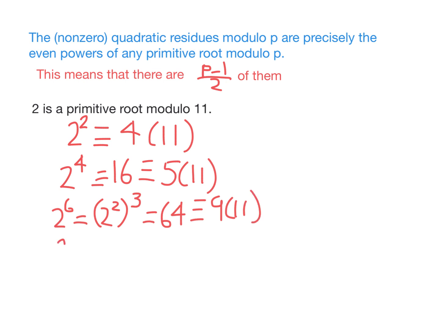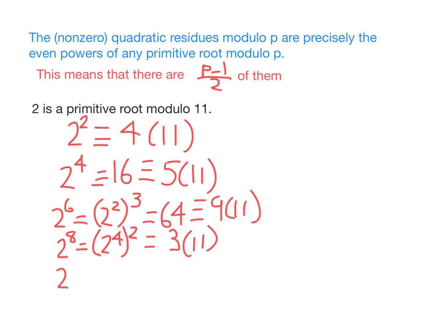So how would you get 2 to the power of 8? Well, you can just take 2 to the power of 4 and square it. 2 to the power of 4 was equivalent to 5 mod 11. Square 5, you get 25. 25 is equivalent to 3 mod 11.